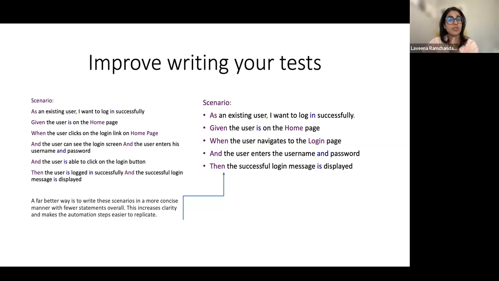There's a far better way to do this. So you put it all in one place, nice and simple. So you have your acceptance criteria at the top. So given the user is on the home page, when the user navigates to the login page and the user enters the username and password, then the successful login message is displayed. So this is a way of writing your test automation with BDD beautifully.